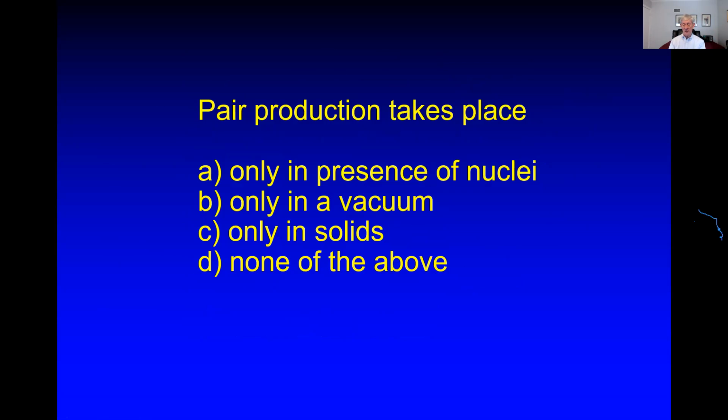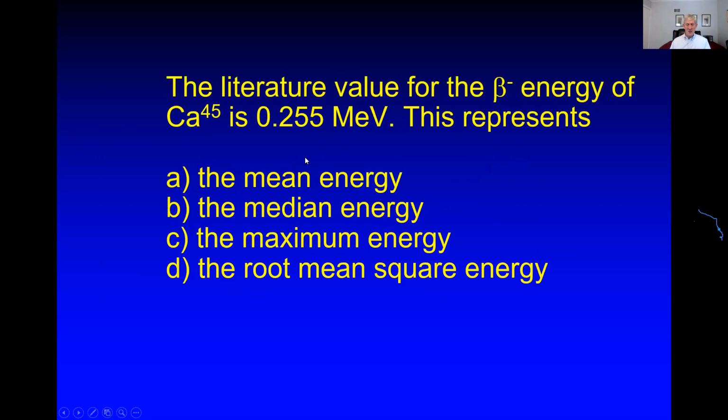Pair production takes place: A, only in the presence of nuclei; B, only in a vacuum; C, only in solids; or D, none of the above. A, only in the presence of nuclei. Remember we said it can take place in a solid, a liquid, or a gas. So you must have nuclei there. I gave you the example that when a photon leaves the sun and travels through the vacuum of outer space, it will never undergo pair production. Okay, good. And there's your explanation.